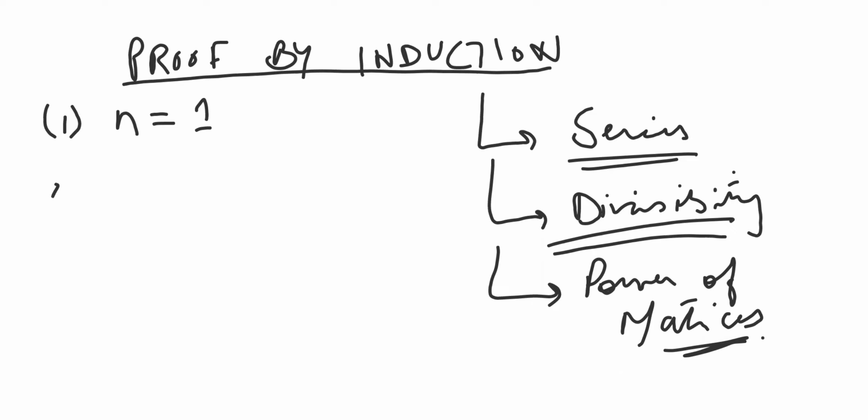In the second stage, or the second step, you're going to be assuming that the statement is true for n equals k. In this step, you're not proving that it's true for n equals k, you're just going to assume that it will stand true for n equals k.